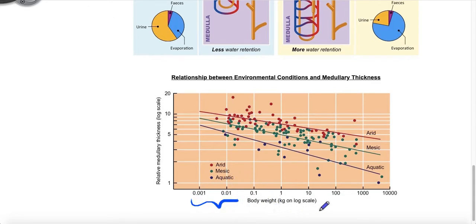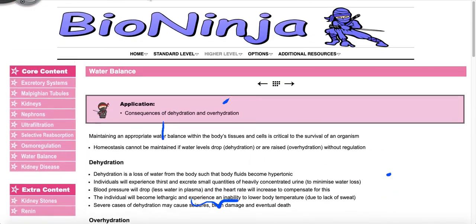So here you see body weight: the smaller the animal is, the thicker the medulla is going to be. This is going to help the animal, as it is a very tiny animal, to establish a more hypertonic medium concentration within the medulla, so that the animal doesn't become dehydrated. Arid, small animals have the thickest medulla, and aquatic, big animals have a very thin medulla because, of course, they don't need to retain any of the water because, one, they're big, and two, they live in aquatic environments. Okay, so that is it for water balance.